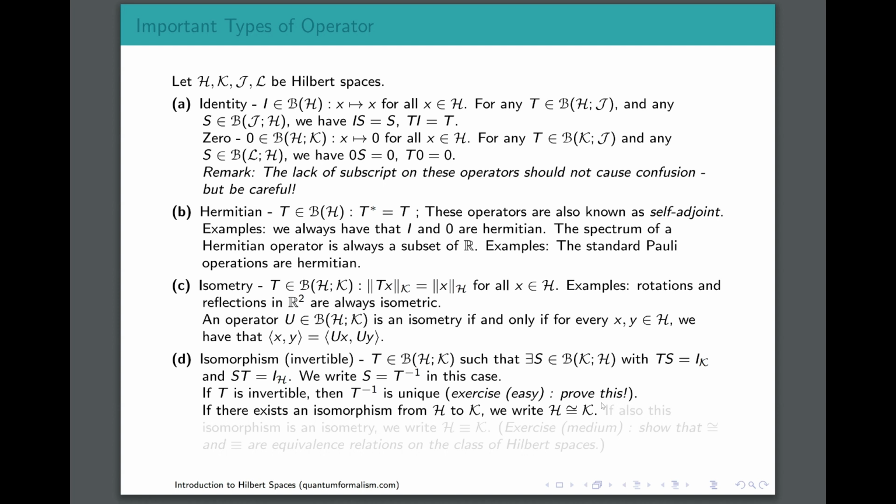We use this notation to say that H is isomorphic to K, which means that there exists an isomorphism from H to K. If we have an isometric isomorphism, we use this notation. And as a medium exercise, I've said show that this and this relation are equivalence relations on the class of Hilbert spaces. So well done if you get that one.